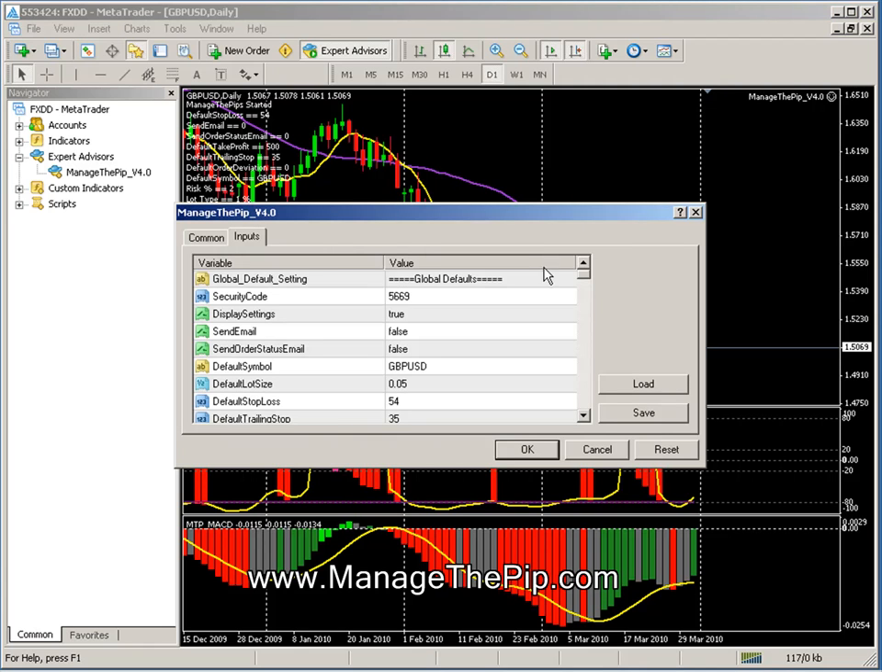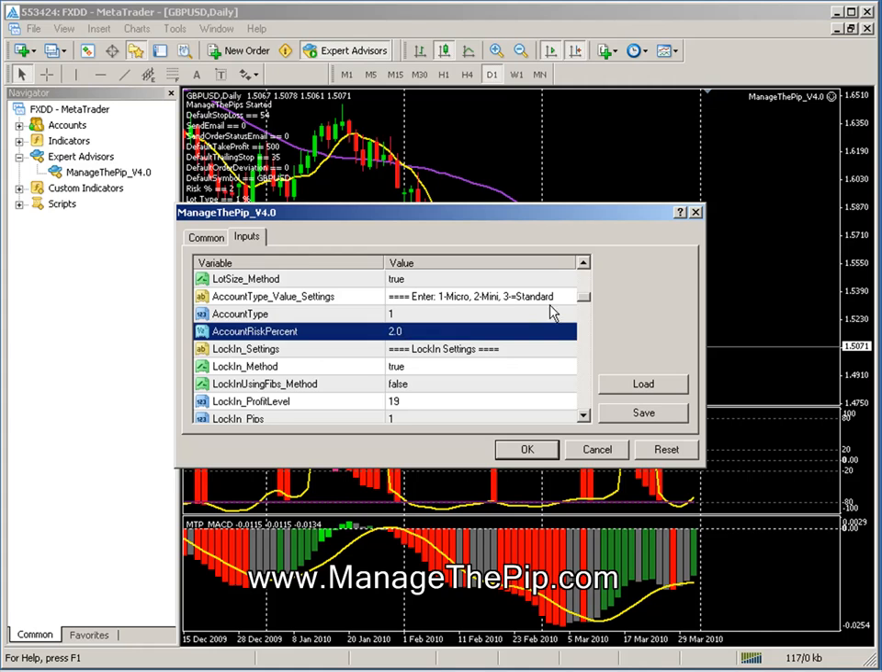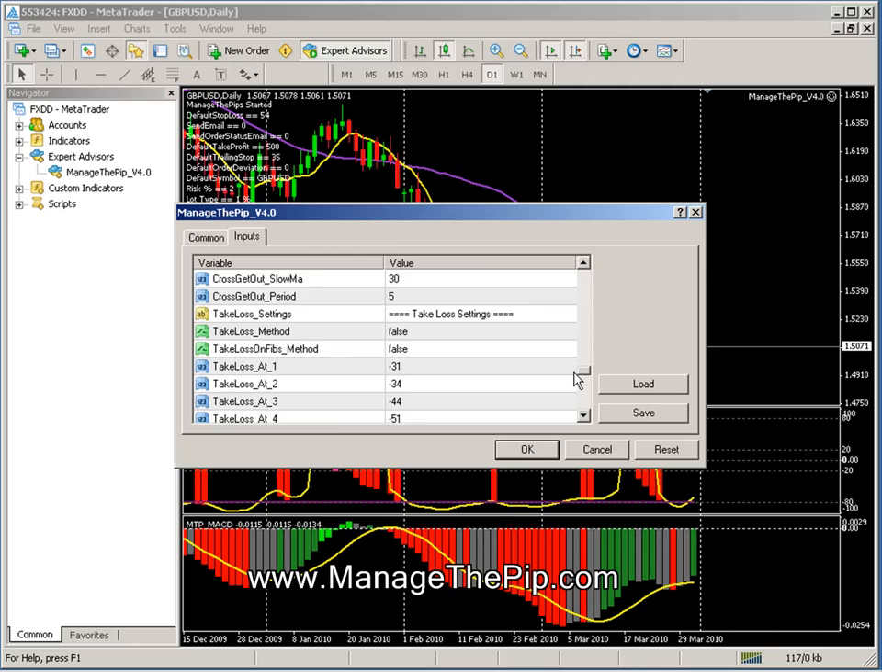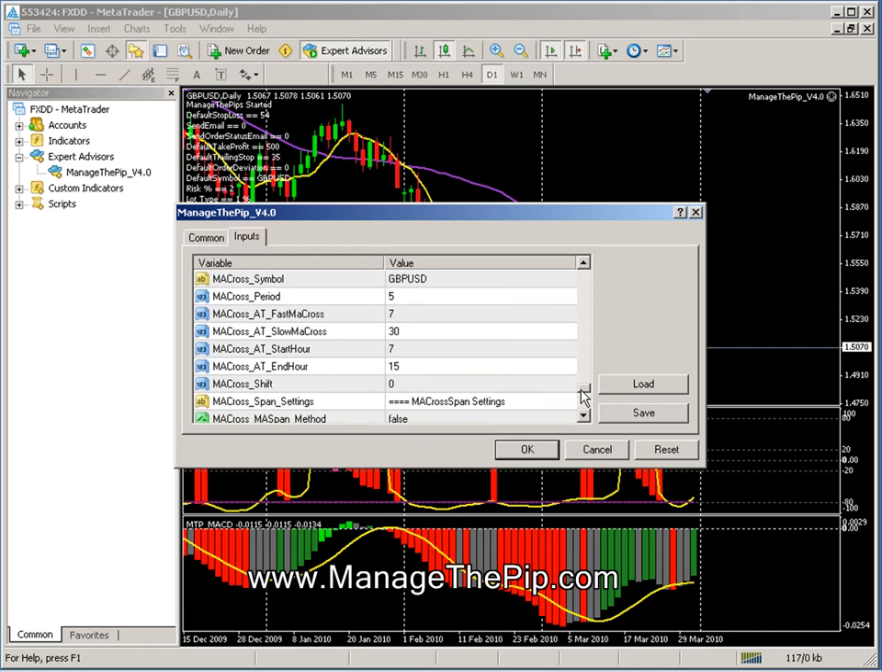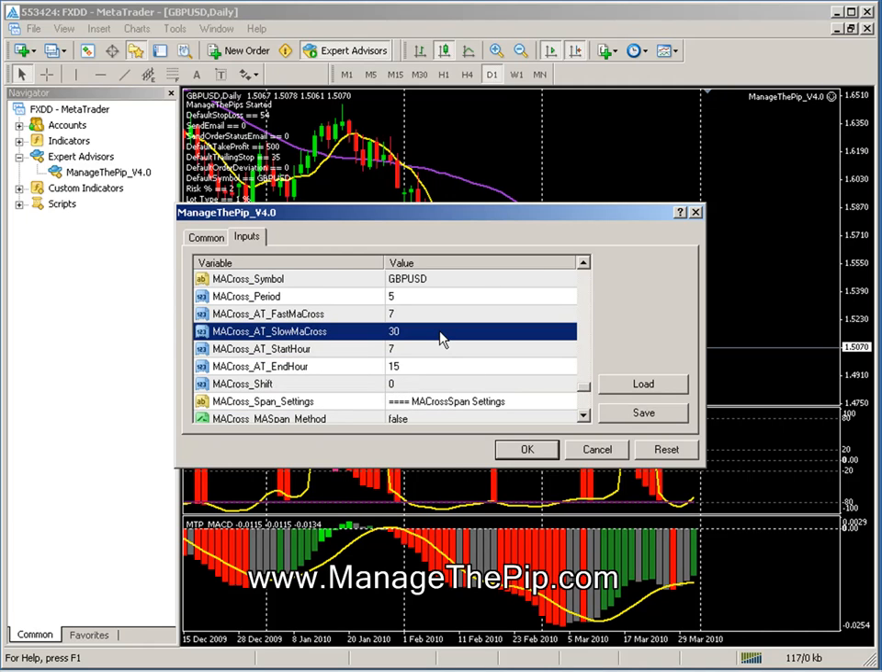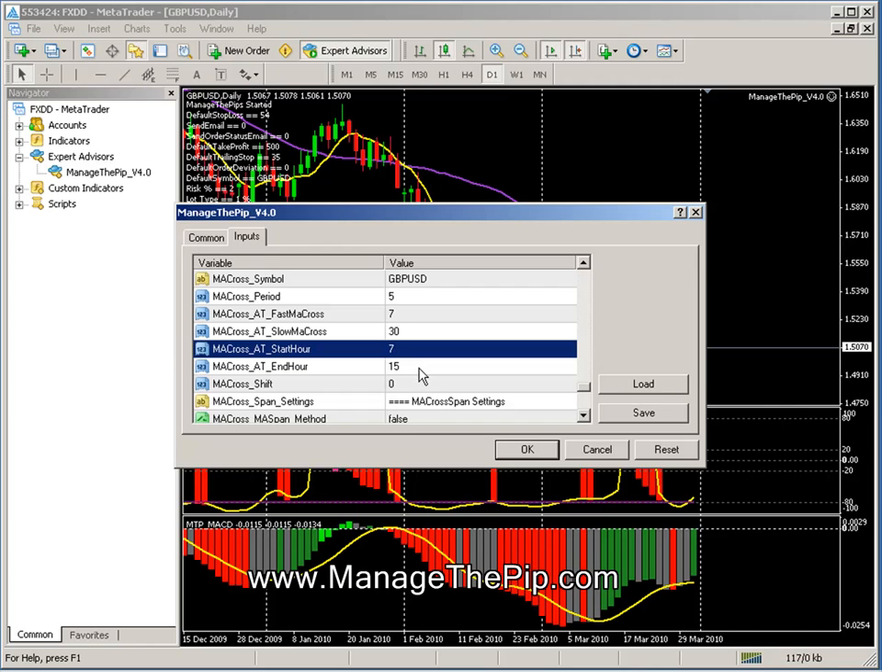I always go and double check my settings. I check my risk percentage. I double check that everything looks good here, and then one that I always make sure of is my moving average cross is set appropriately. And I typically don't mess around with my production sets, so it's usually good. But it's always a good habit to double check.